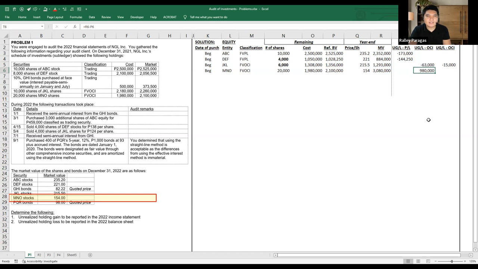Same goes true with the statement of financial position. Take your market value at year end less the cost. So inception to date, the accumulated OCI, other comprehensive income presented as a separate component of equity, would be 1.1 million already. Okay, so that's 1.1 million. Okay, there it is.